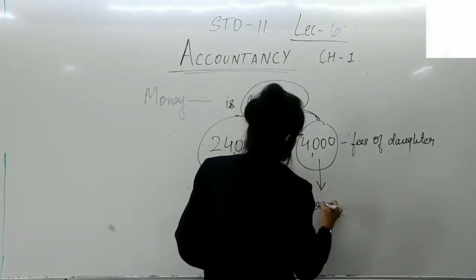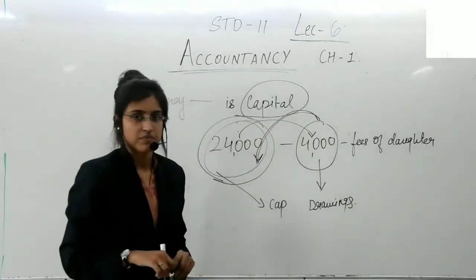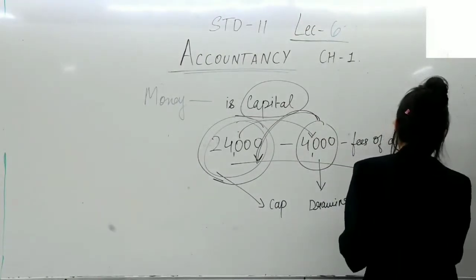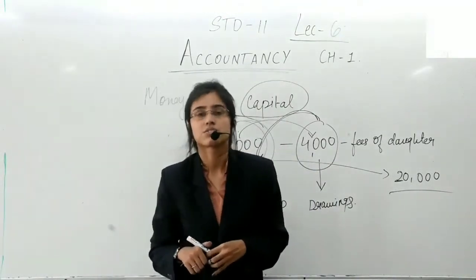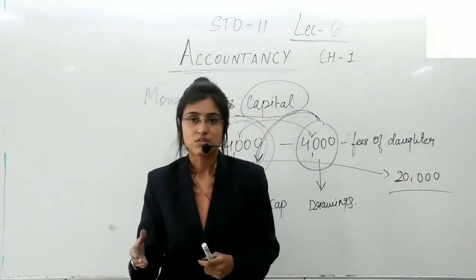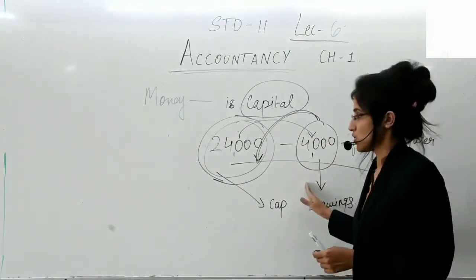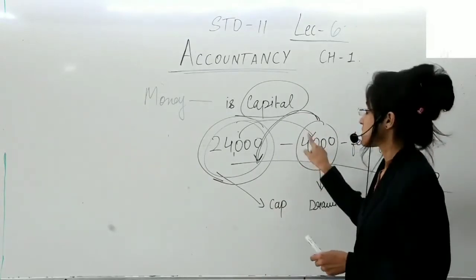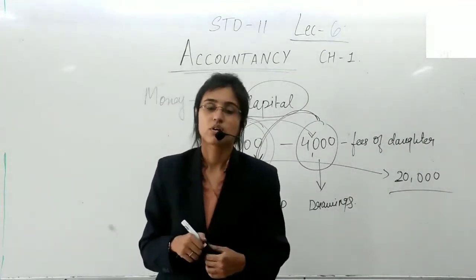This is drawings. You have brought 24,000 and you have withdrawn 4,000 from the same. So what is the amount of capital now? It is 20,000. So drawings always result in the reduction of capital. Capital is anything that is brought by the owner, and drawings is an amount or goods withdrawn by the owner for personal use from the business. The amount withdrawn is deducted from the capital, and that is the reason drawings result in the reduction of capital.